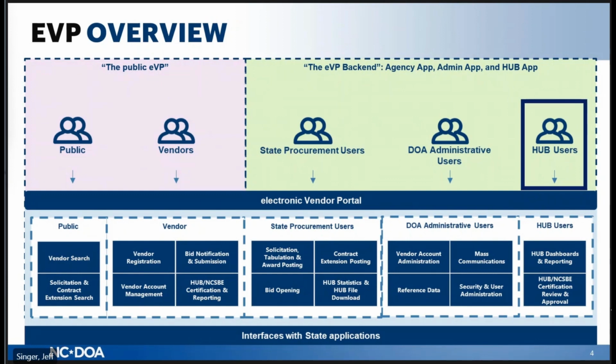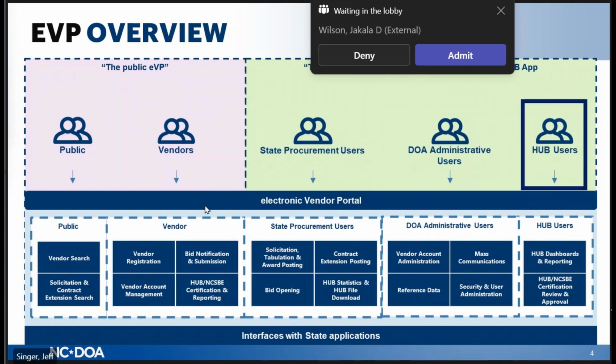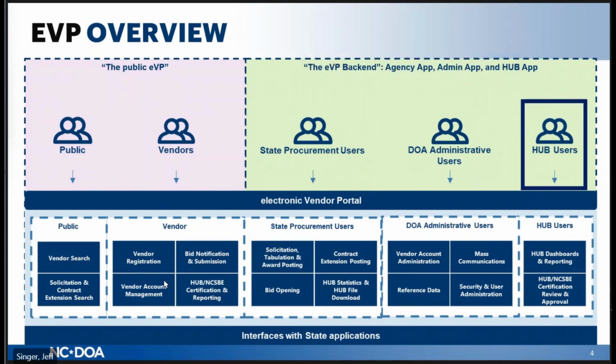All right, now this is an overview of those two sides of this supersized eVP. We will start on the left side here, and this is what we're calling the public eVP, primarily for vendors. You can see here, they not only can continue to register their companies and deal with their solicitation responses, but also their Hub and NCSBE certification and reporting.